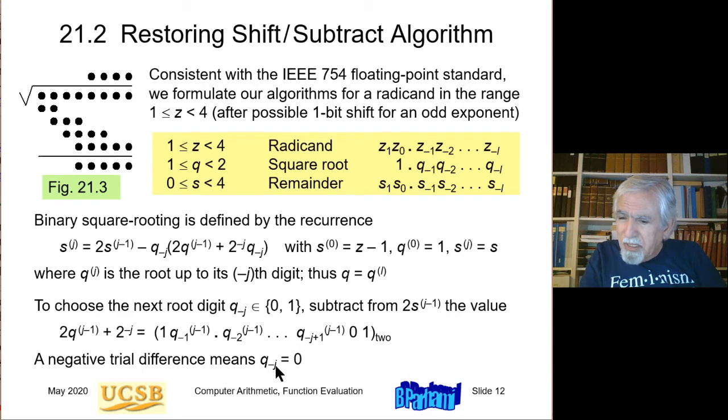Negative trial difference means that the next quotient digit should be 0. A positive trial difference means that the quotient digit is 1. Okay, so if you notice, the recurrence is very similar to division. In division 2, we had the left shift of the partial remainder and then subtraction of something. And that something basically was the divisor in the case of division. Here it's a bit more complicated. What we subtract is this number that is formed by the partial root appended with 0, 1.